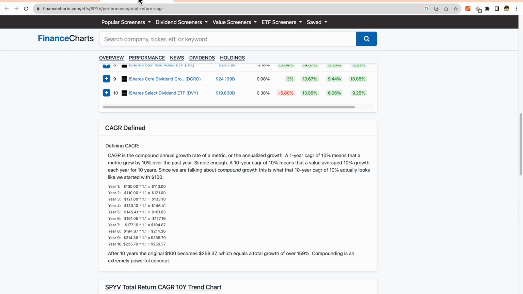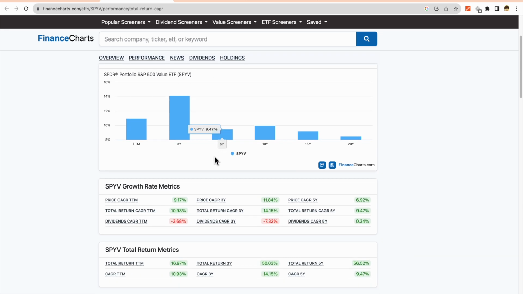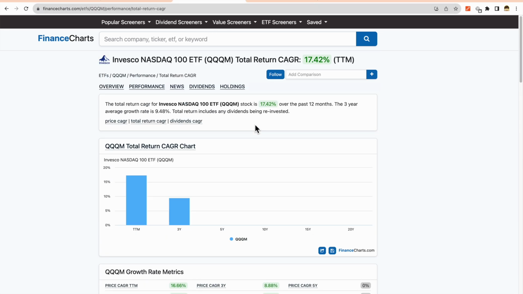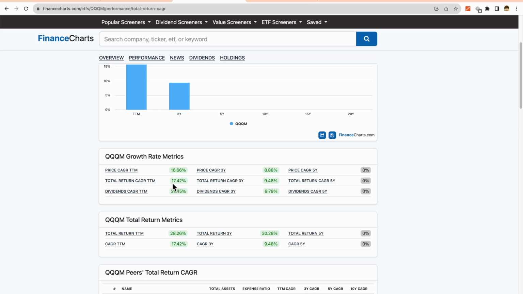Now let's go to the other fund. The other one is SPYV, which was meant for the value funds. For this, trailing 12 months is 10.93, 3 year is 14.15, and 5 year is 9.47. Let's see the third one, which is QQQM, in the growth category. Trailing 12 months is 17.42, 3 years is 9.48, and 5 years is not indicated here, because this fund has not lasted for 5 years, it has just started.